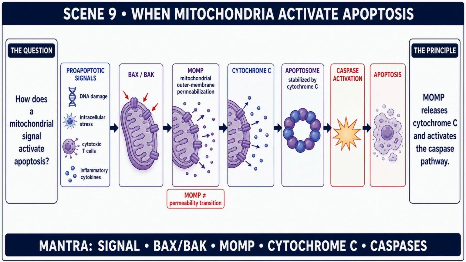Here is the distinction that must remain clear. In necrosis, permeability transition dissipates the gradient and removes the cell's ability to generate ATP. In intrinsic apoptosis, MOMP releases cytochrome c and activates the caspase pathway. Both involve mitochondrial damage or signaling, but they are not the same event.